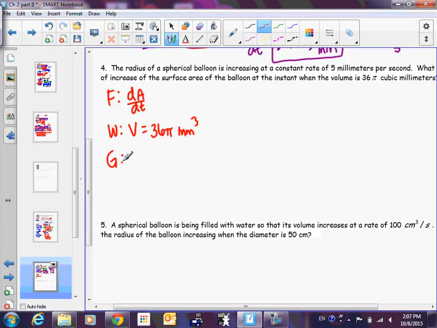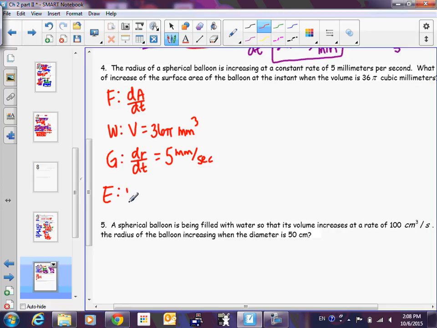Okay, what else was given? Yeah, which was dr, because it was how fast the radius is changing. So dr over dt is 5 millimeters per second. Again, I know this is a rate because of the language of the problem, but also because of the units. Per second tells me that that had to be a rate.